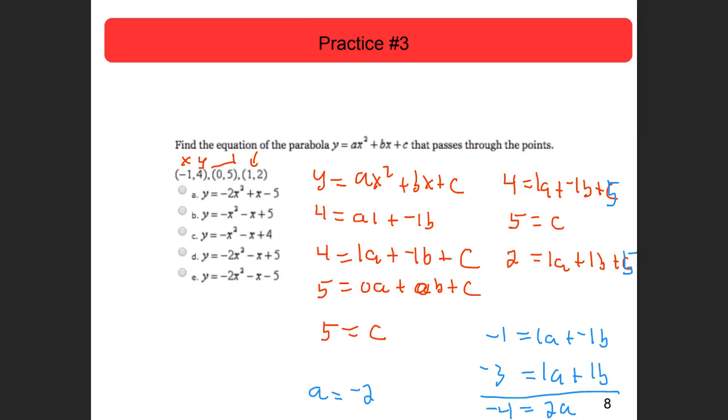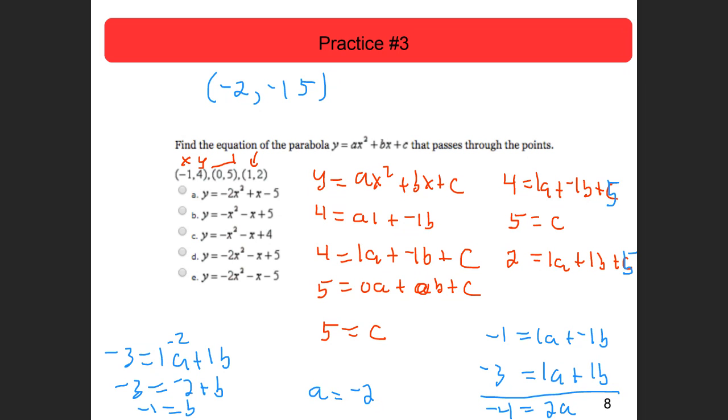So now I have my a value, negative 2. I have my c value, which is 5. All I have to do is find my b value. So I'm going to go up to one of these equations to figure out what my b value is. I'm just going to take the negative 3 is equal to 1a plus 1b. And I'm going to put negative 2 in here. So negative 3 is equal to negative 2 plus b. Bring the 2 over here. B is equal to negative 1.